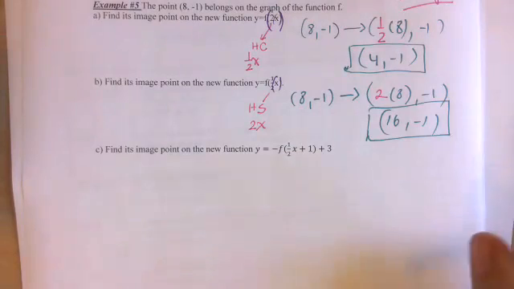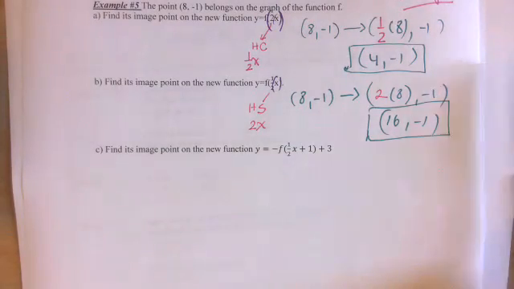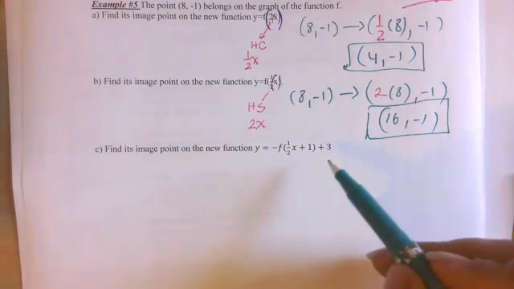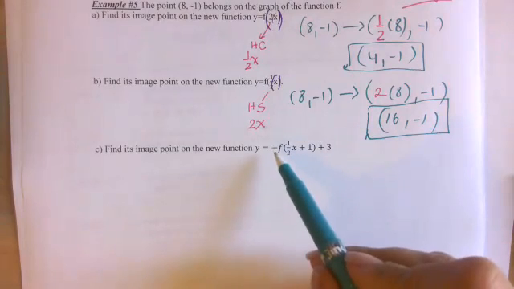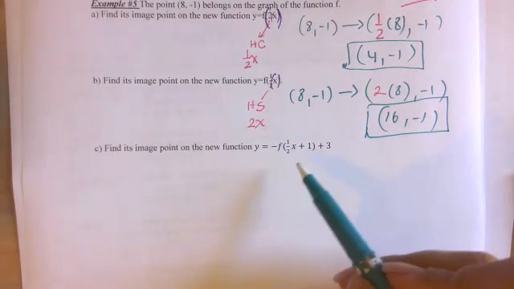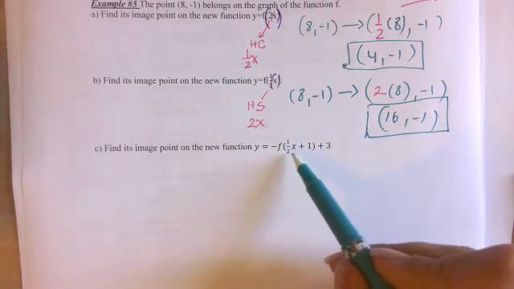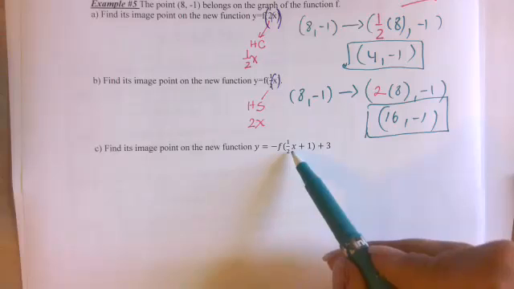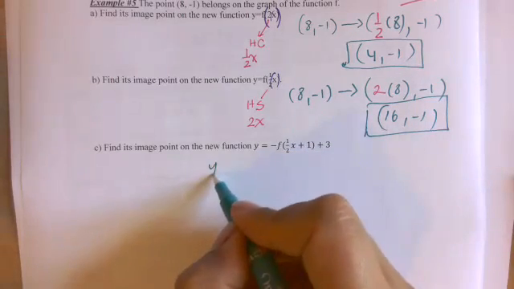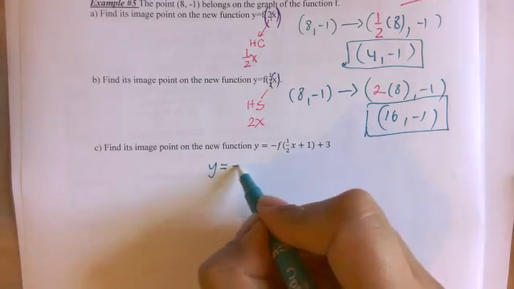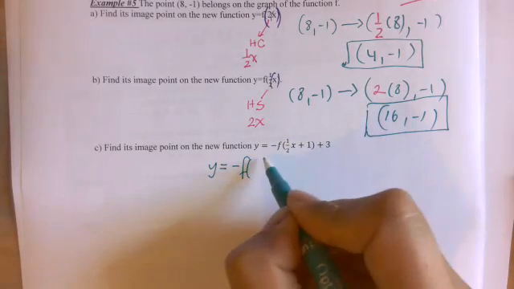Last one, find the image point on this new function. Now we're combining all of the ones that we've seen so far. A bit selective here because I'm not including an a value different than -1, but I'm focusing on the new ones you have seen and how, if you don't factor this b value out, it will affect your c value. So let's start by factoring out the b value.